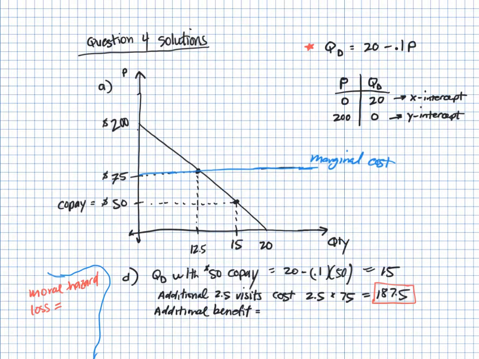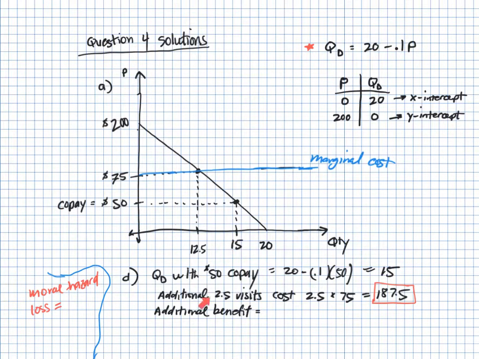So after we plug 50 into our demand equation, we can see that Bob is going to choose to go to the doctor 15 times, so we plugged 50 in for price. 20 minus 0.1 times 50 is going to give us 15. So the copay of 50 is associated with a QD of 15. When he faced all of the costs, he went 12.5 times. When he only faces $50 of the costs, he's going to go to the doctor an additional 2.5 times.